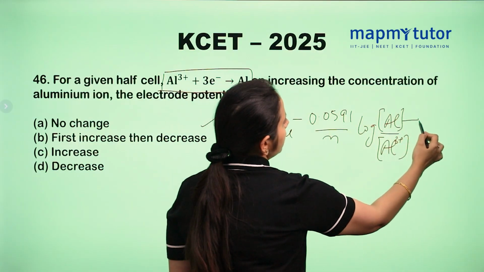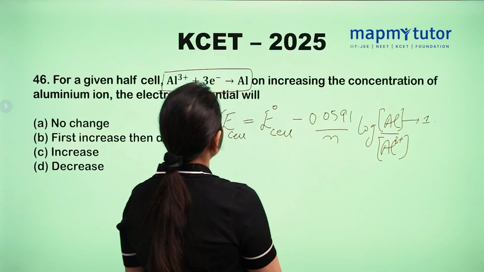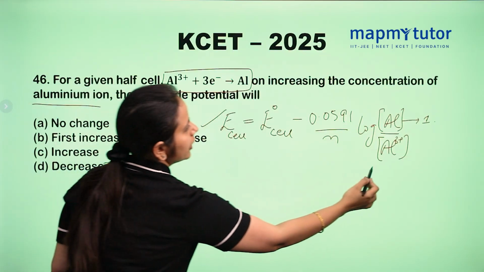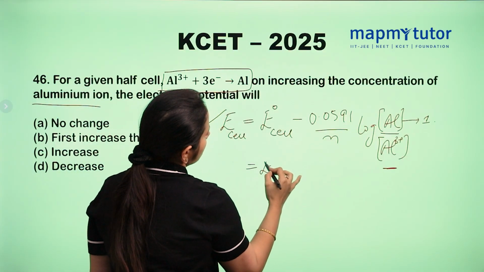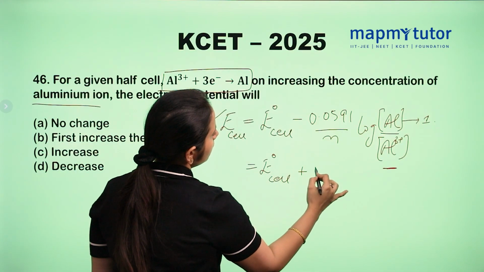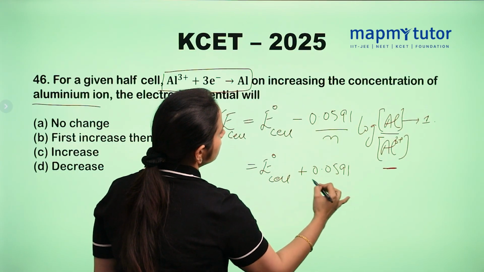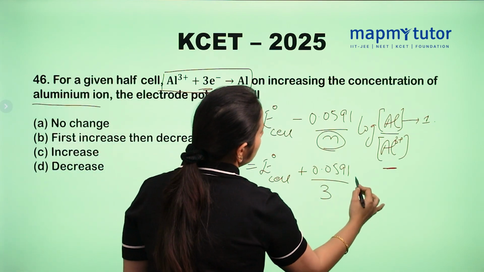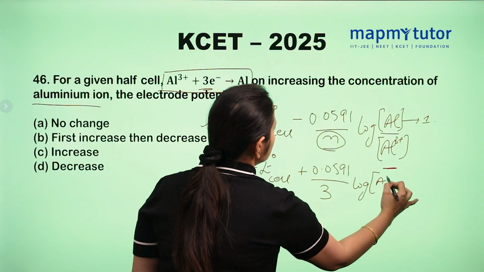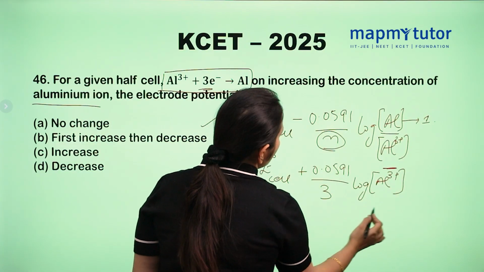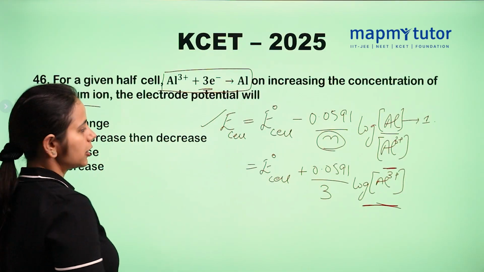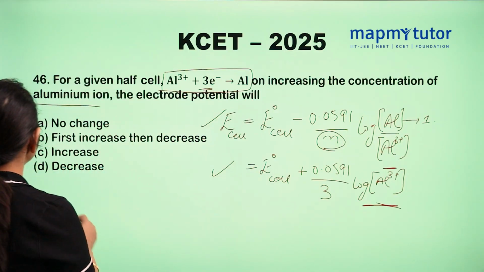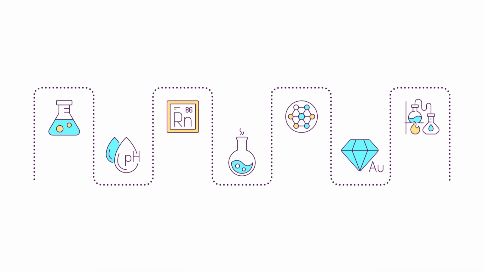So, for solid value will be 1, and we need to see the value for the aluminium ion, that what will happen, this value will increase. So, see, we will write E cell plus 0.0591 by n, where the number of electrons is 3, so it will be 3 log Al 3 positive. So, on increasing the concentration of aluminium 3 positive, the value of the E cell will increase. Okay. So, answer is C, increase.